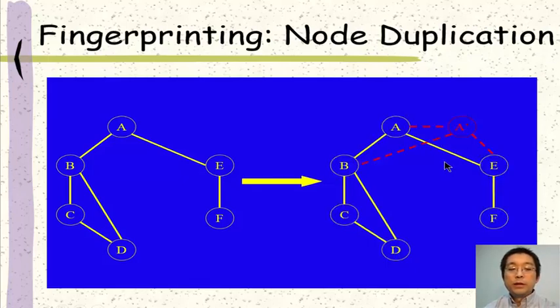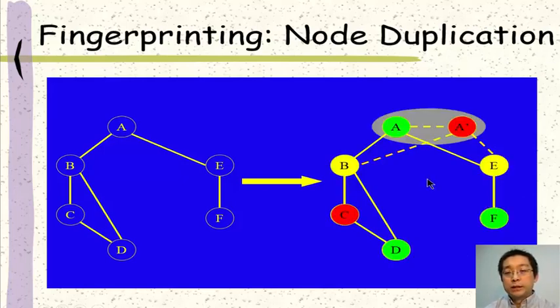In this example, we duplicate node A by adding a new node A complement or A prime. And we connect A prime with A and all the neighbors of A, B and E in this case. Now we have this new graph, and we're going to color this new graph, which we call the fingerprinted graph. And we can obtain a solution like this. And in this solution, one thing which is for sure is A and A prime will get different colors because they are connected by an edge.